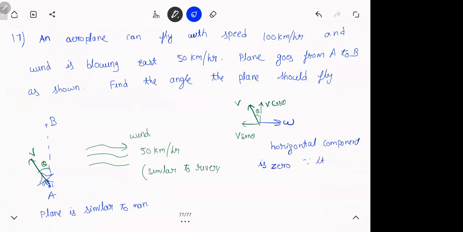Since it goes vertically, or it goes along north-south, that means v sin theta equals the wind. V is 100, wind is 50, so sin theta is half. Theta is 30 degrees with the vertical. Add 90 to it for the horizontal, so 120. It depends on how it is being asked: 30 degrees with the vertical line, or 120 degrees with the positive x-axis.